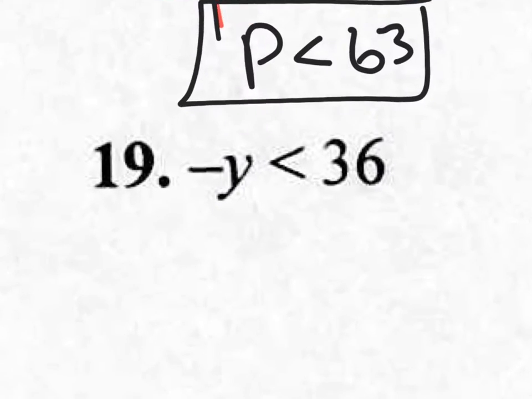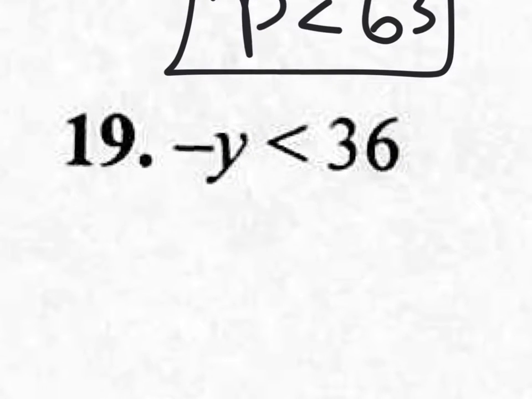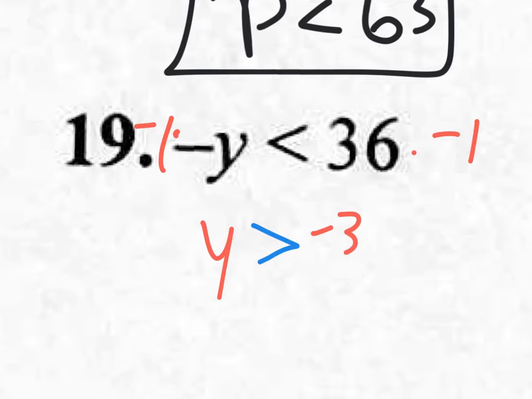19. Man, so easy. What's the answer? You want to get rid of that negative sign in front of the y. Okay, multiply it by negative 1. And multiply it by negative 1. Or divide by negative 1. Doesn't matter. It's the same thing. If you multiply by negative 1, it's going to become a positive y. What do I do with the inequality symbol? Flip it. You have to flip it. And the 36 becomes negative 36, and you're done.